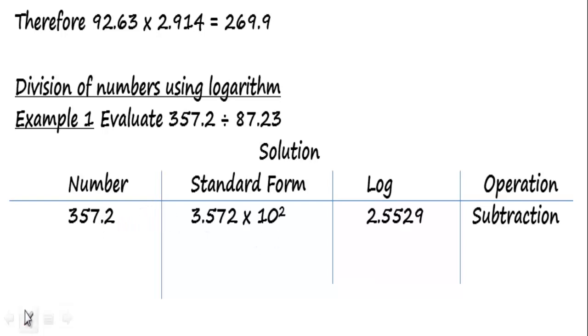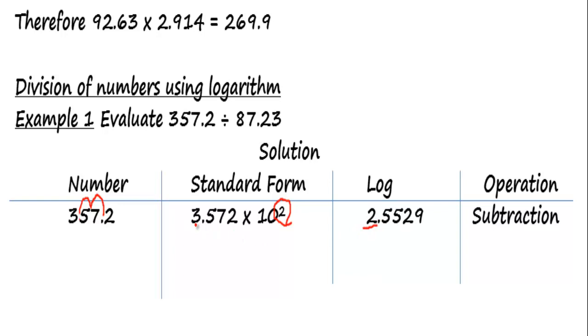Am I correct? Yes. If you still don't understand how we write standard form, go and check our previous lesson on that. That is, this is 1, 2. This is where the point will be. Are you getting that? I'll get 3.572 times 10 raised to power 2. It means that the character or the integer is actually 2. That's why we wrote this 2 here.